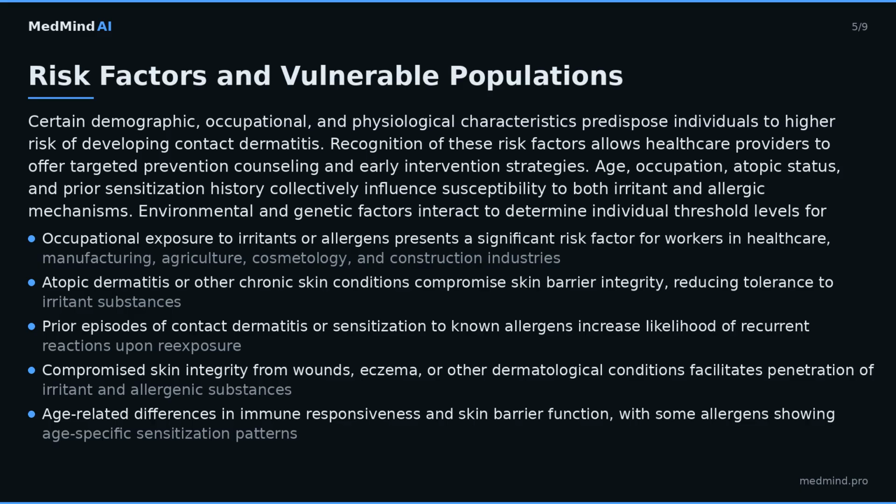Environmental and genetic factors interact to determine individual threshold levels for developing symptomatic disease. Key points: occupational exposure to irritants or allergens presents a significant risk factor for workers in healthcare, manufacturing, agriculture, cosmetology, and construction industries. Atopic dermatitis or other chronic skin conditions compromise skin barrier integrity, reducing tolerance to irritant substances.